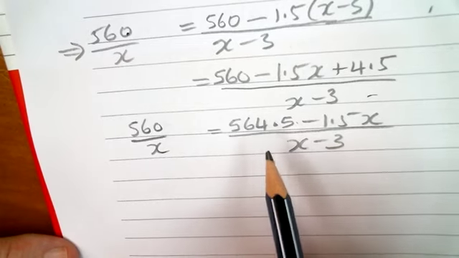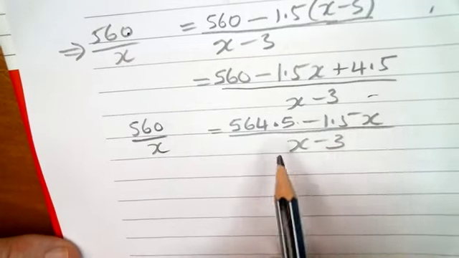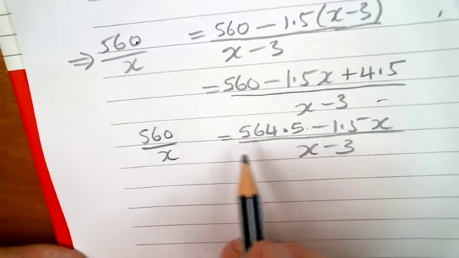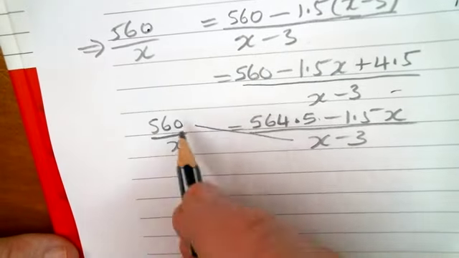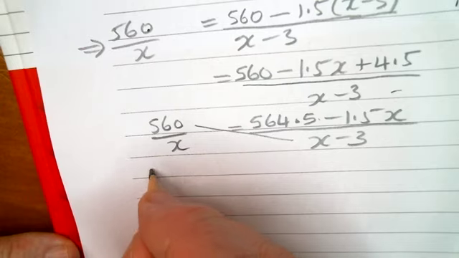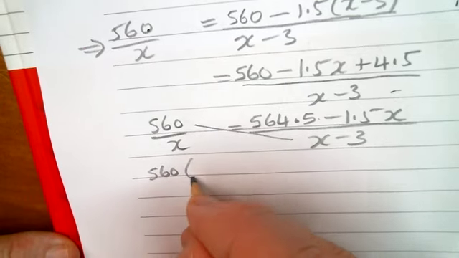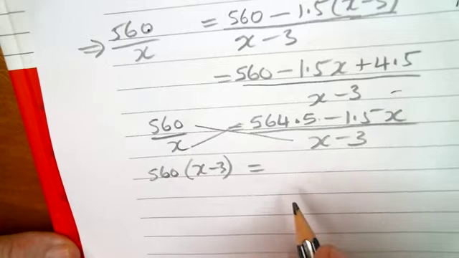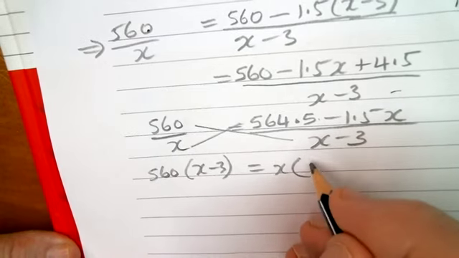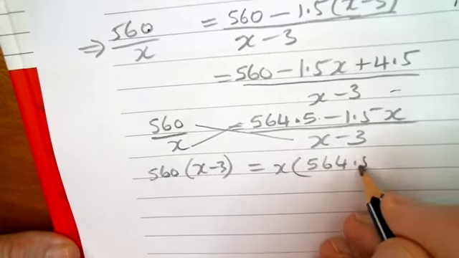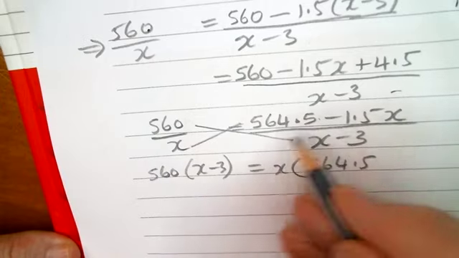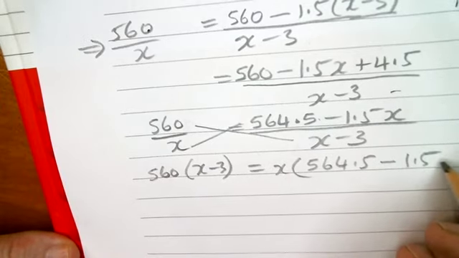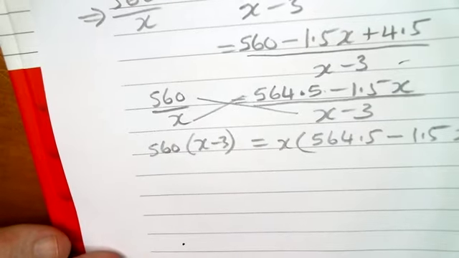Right. Okay, so now we can just cross multiply these two. In other words, we're going to multiply both sides by x minus 3. We're going to multiply both sides by x. I'm going to do it in one go simply by cross multiplying that to that. So this is now going to be 560 times x minus 3 is equal to x times all of this. So it's going to be x times 564.5 and then x times minus 1.5x. So what does that all come to?